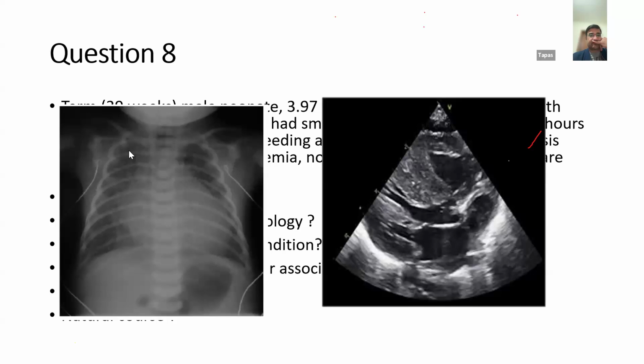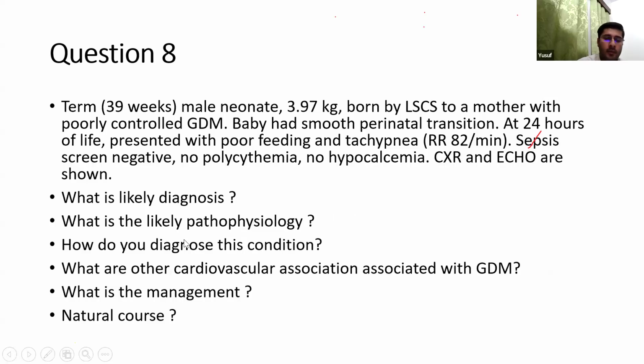Okay, we haven't discussed this. Is it TGA? Is this TGA? See the echo picture. See this. What is this? Yes. Okay. So this is basically a case of asymmetrical septal hypertrophy.